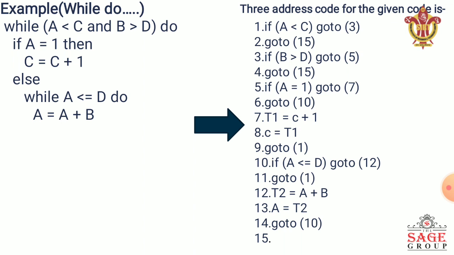If both conditions are true, then we want to execute our if portion. In the if statement, if a equal to 1, then we want to execute c is equal to c plus 1. We've already seen previously that when the condition is true, we write the true part statement or label, and if the condition is false, we directly execute our else part. The else part can be represented by statement number 10.